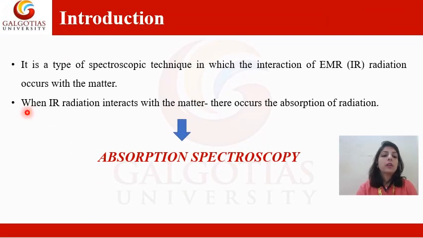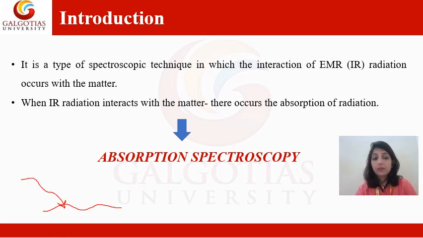Moving forward, first we will discuss the introduction to IR spectroscopy. It is a type of spectroscopic technique in which the interaction of electromagnetic radiation, in this case IR radiation, occurs with matter. So we have a particular matter, and this matter will interact with the incoming IR radiation. And after interaction, what will happen?